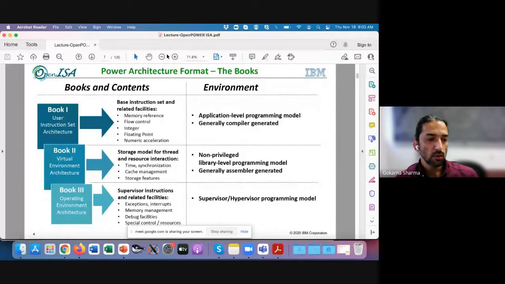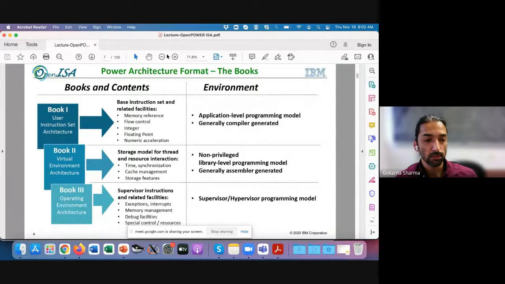Now you can go into book 2. So this is inside the same document. As I mentioned, it's more than 500 pages document. No, 1500 pages document. And the second book talks about the virtual environment architecture. So particularly, you go into thread and the resource interaction.